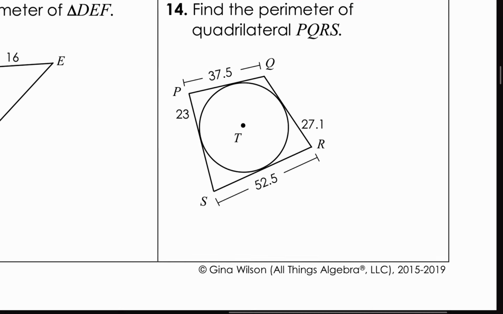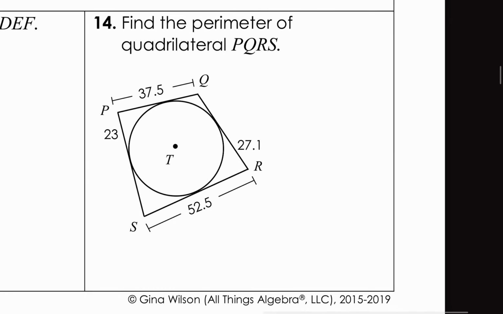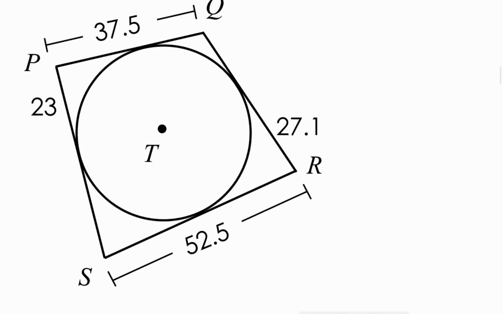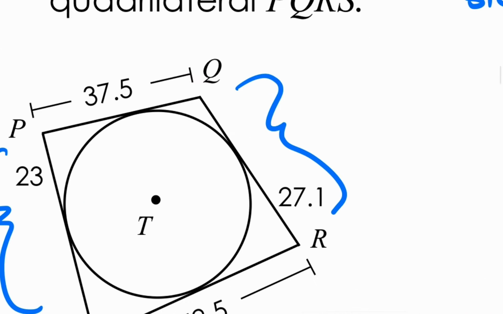Okay, next even number would be 14. Find the perimeter of quadrilateral PQRS. Well, first, in order to find perimeter, we know that perimeter means to add up all sides. So, do we have all sides? We need to make sure we have that first. Looks like we don't have this entire side and we don't have this entire side. But we do have this side is 37.5 and this side is 52.5. So we need to finish these sides, okay?